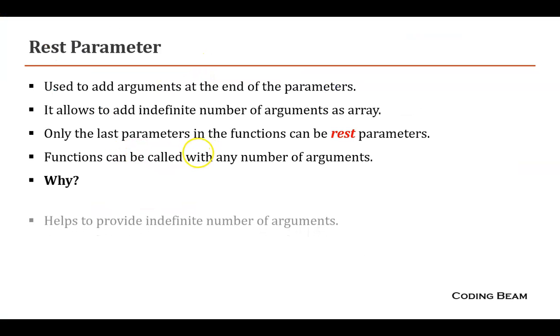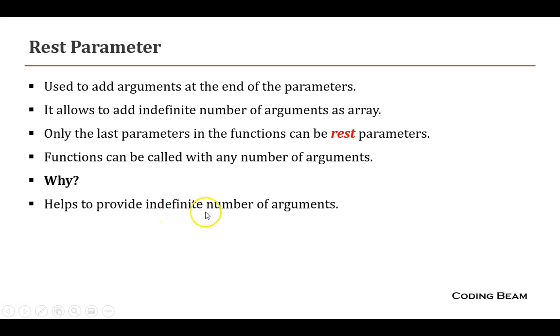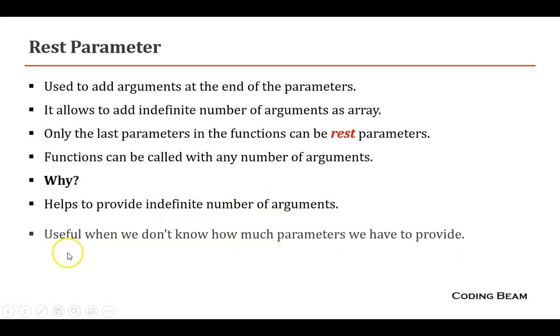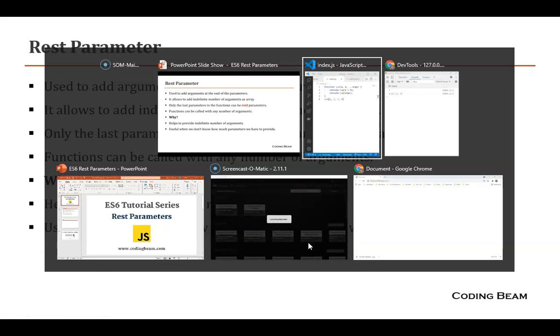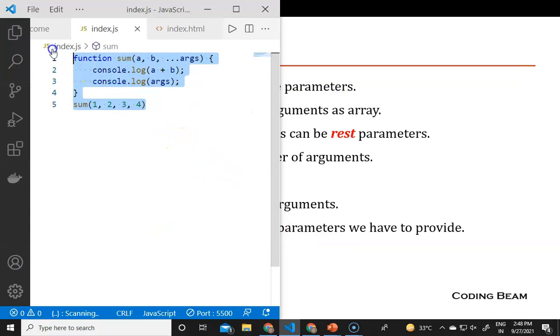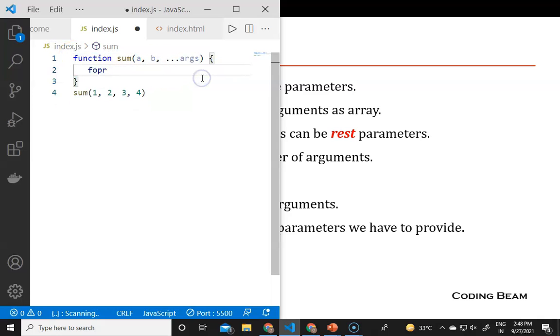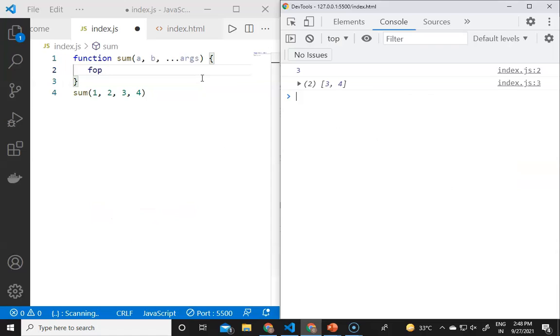So why do we need them? It helps us to provide an indefinite number of arguments. It is useful when we don't know how many parameters we have to provide. So if I now go here and remove this console.log of a and b, and provide a for loop, it will be for const i of arguments.